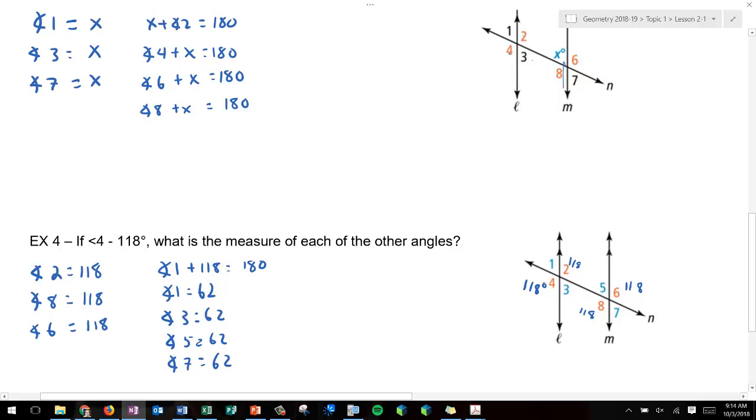So 4 and 1 are supplementary, that means this is 62. 1 and 3 are vertical, so 62. 3 and 5 are alternate interior, so 62. And 5 and 7 are vertical, so 62. So from given one angle, we can solve all 8 of them.